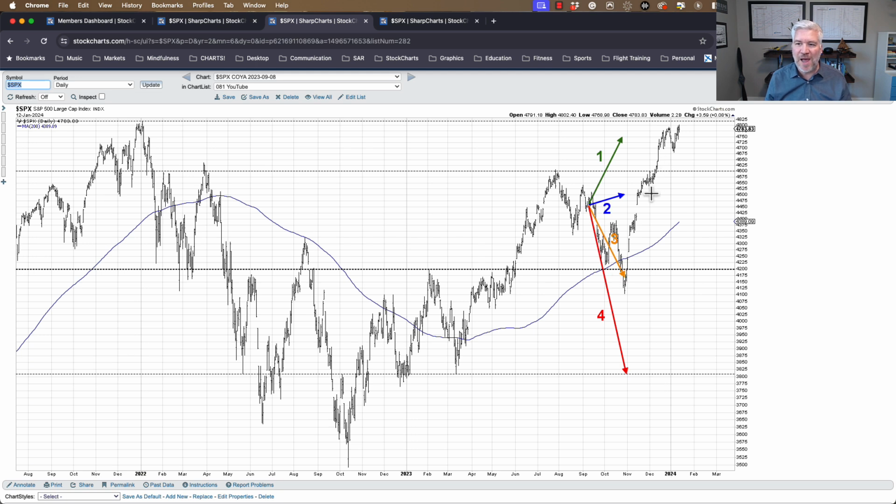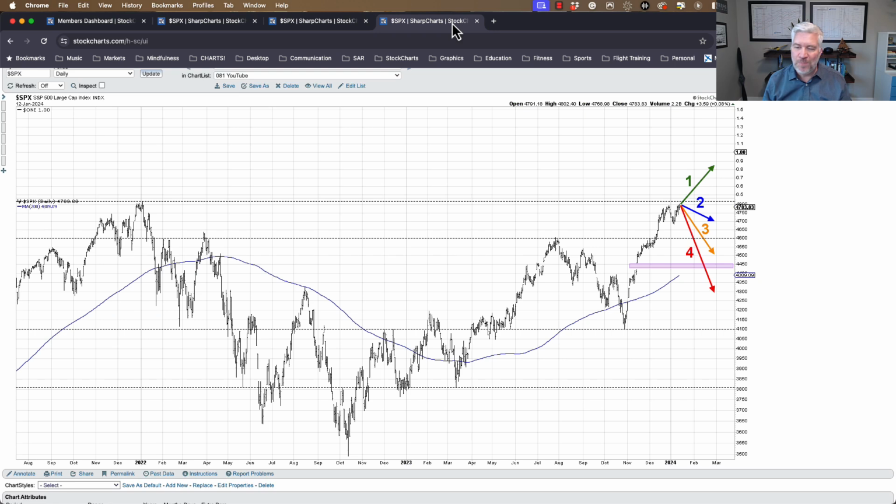Now we've rallied back, regained 4,600 and even more, and gotten up to the upside objective we actually did talk about in scenario 1. It just took a couple more months than that video was talking about. Now that we're there, let's talk about the next 4 potential scenarios.